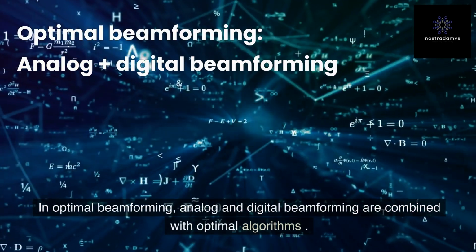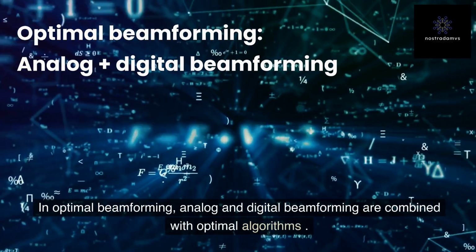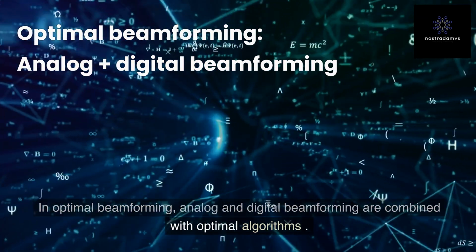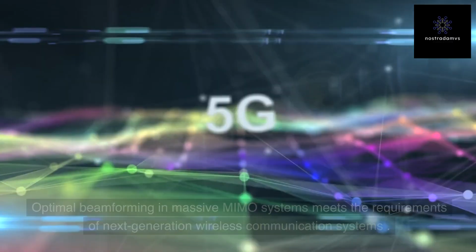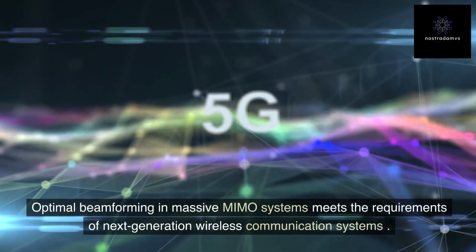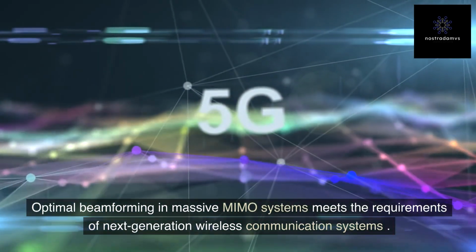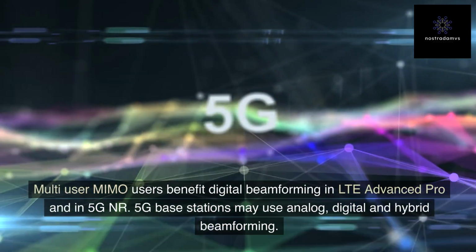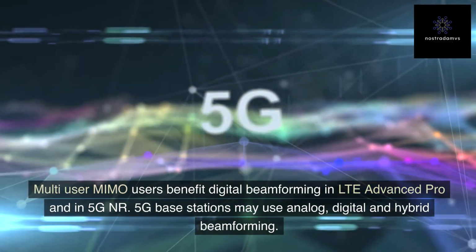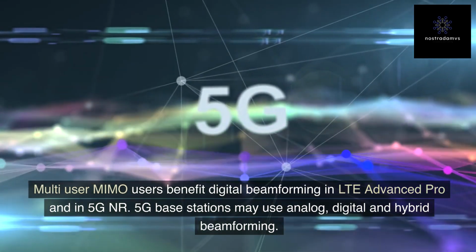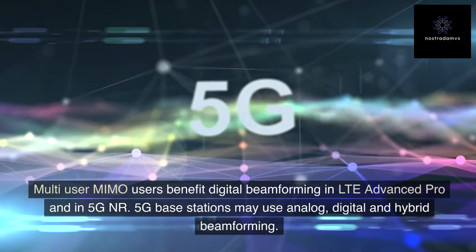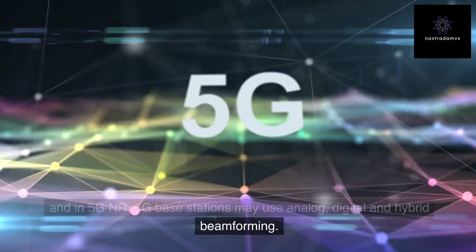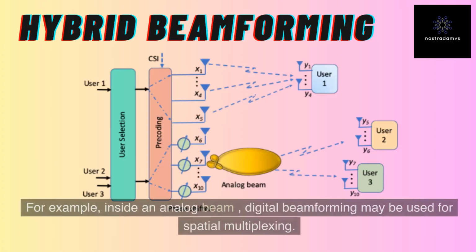In optimal beamforming, analog and digital beamforming are combined with optimal algorithms. Optimal beamforming in massive MIMO systems meets the requirements of next-generation wireless communication systems. Multi-user MIMO users benefit from digital beamforming in LTE Advanced Pro and in 5G NR. 5G base stations may use analog, digital and hybrid beamforming. For example, inside an analog beam, digital beamforming may be used for spatial multiplexing.